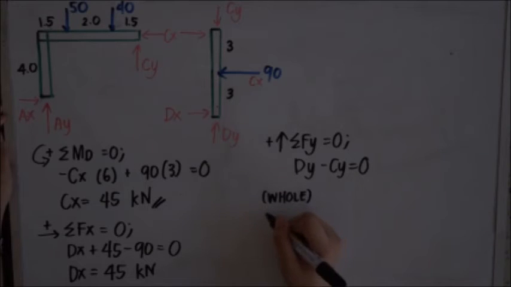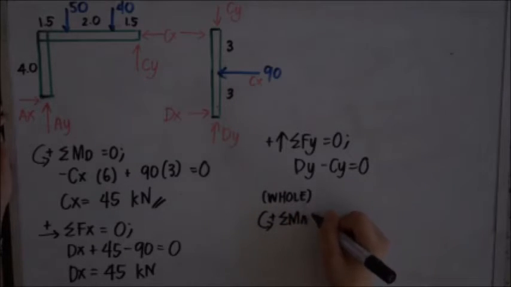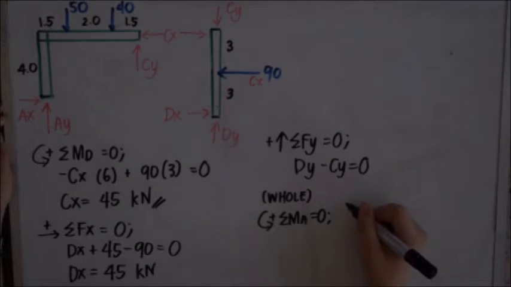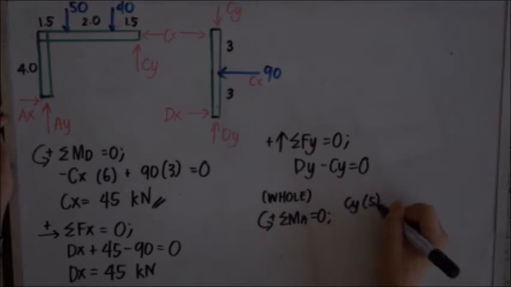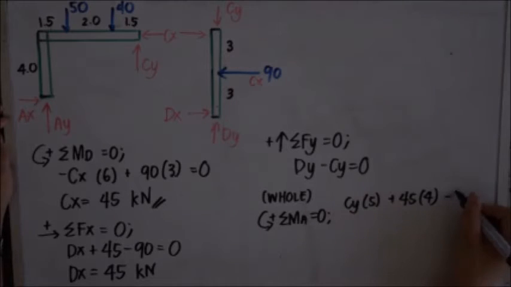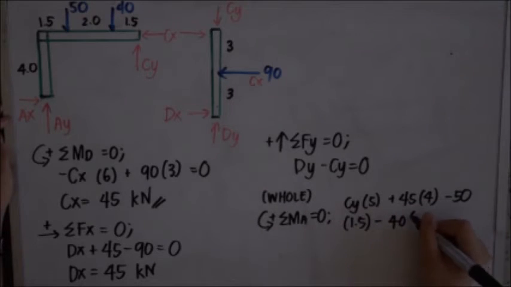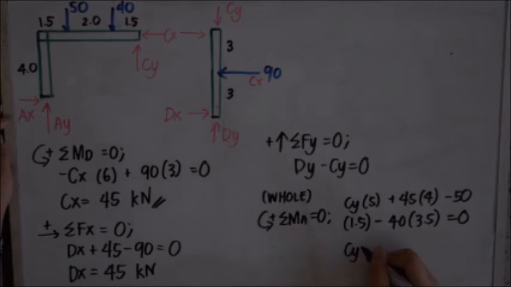Consider naman natin yung members ABC. Mag-summation moment lang tayo at A para makuha yung cy. So, summation moment at A is equals to 0. cy times 5 plus 45 times 4 minus 50 times 1.5 minus 40 times 3.5 is equals to 0. So, ang cy natin is equals to 7 kilonewtons.